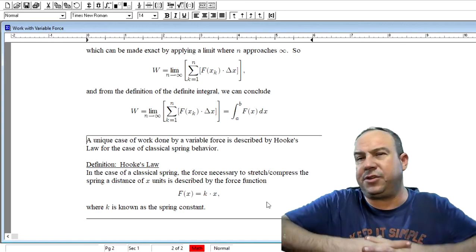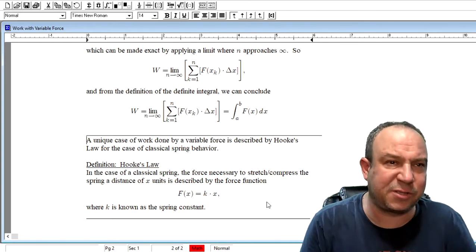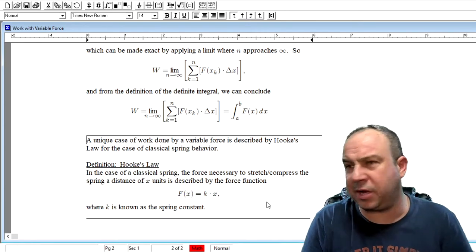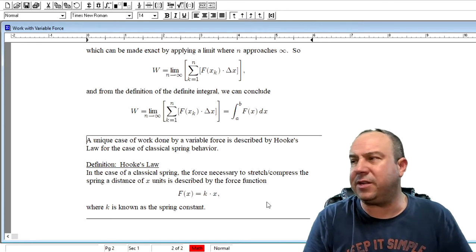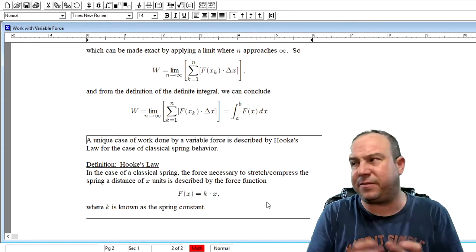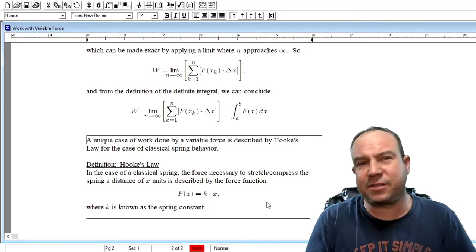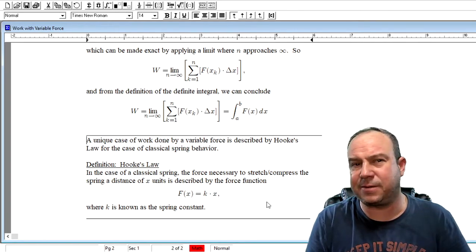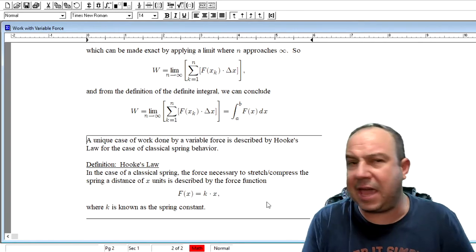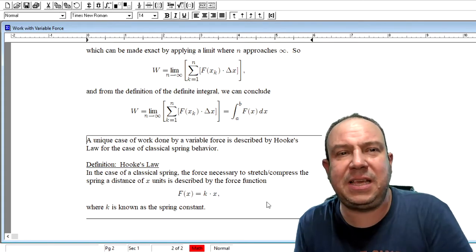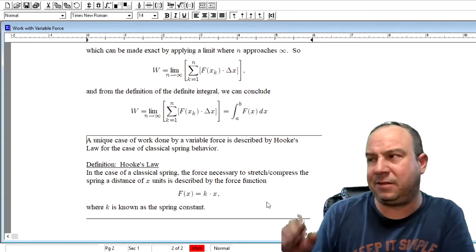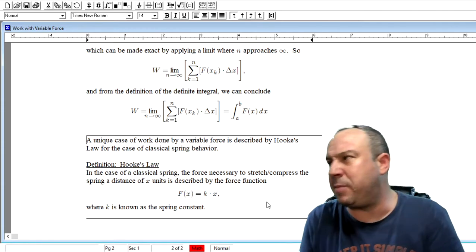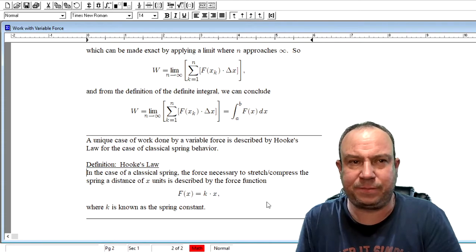If we look at the definition, what is a classical spring is what's defined by Hooke's law. In the case of a classical spring, the force necessary to stretch or compress that spring a distance of x units is described by the force function f of x equal to k times x, where the value little k is what's known as the spring constant. Little x is how much we're going to compress or stretch, and it's the independent variable in our force function.